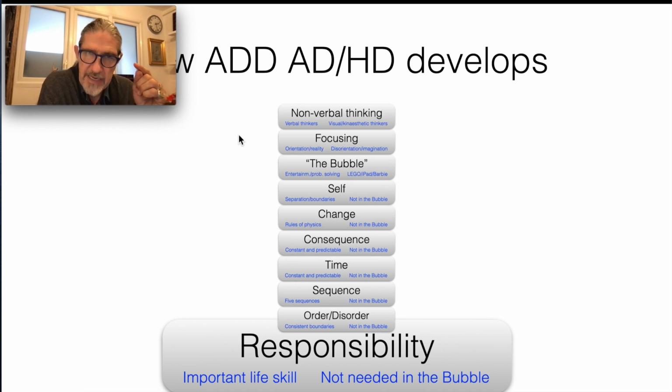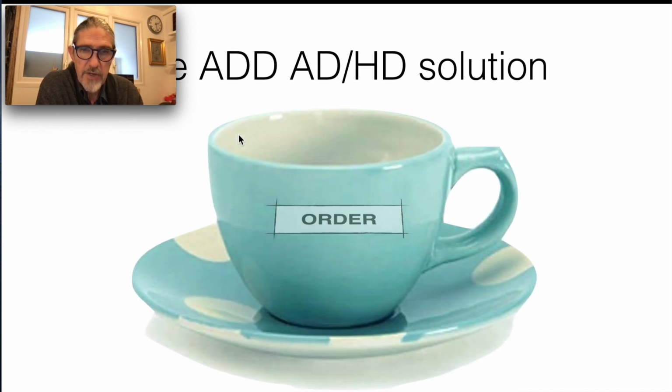And only when we have mastered all these concepts can we take responsibility in our life, which is obviously a very key, important life skill. But in the bubble, there's no need for responsibility because we can always undo things and change them back however we want. But in the real world, there are lots of changes that we cannot take back or undo.